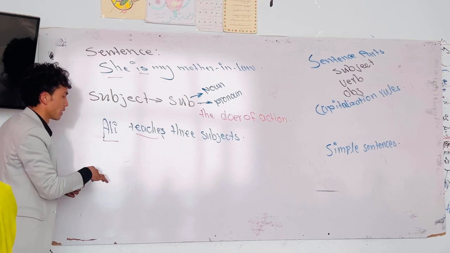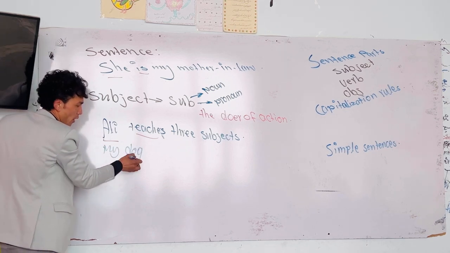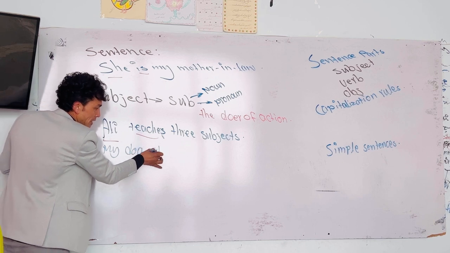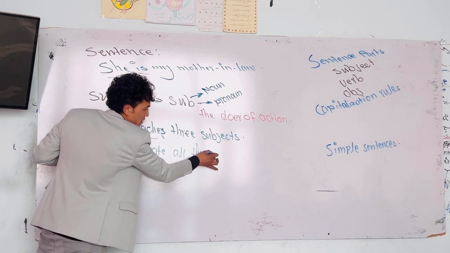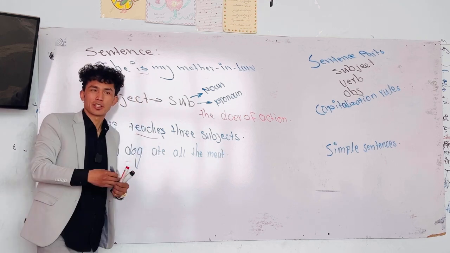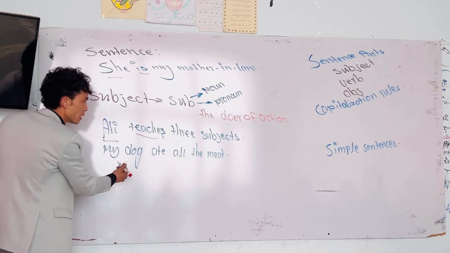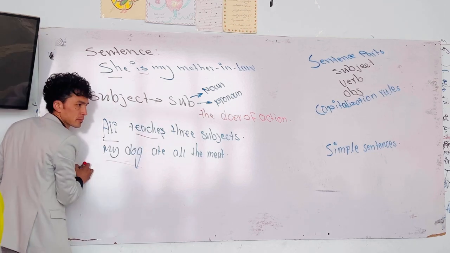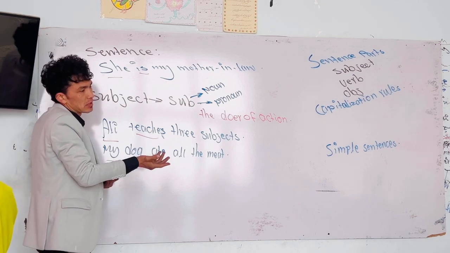Got it? Okay, next. My dog, for example, ate all the meat. You know meat? Correct. My dog ate past all the meat. So, what is subject? My dog. It is what? The past form of eat. That is all.